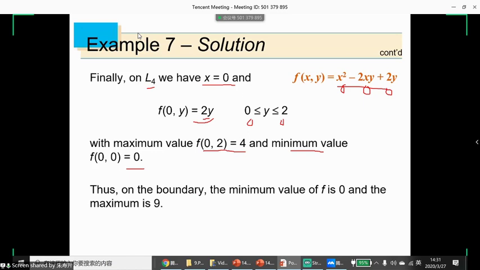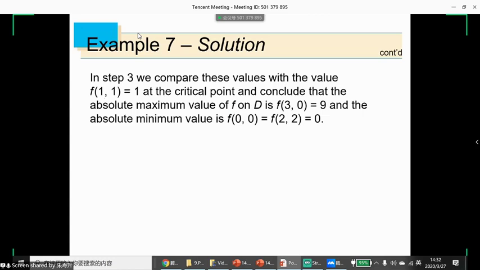Okay, then we compare all of these values on the boundary and at the critical points. We get the maximum value is 9 and the minimum value is 0. So step 3 is to compare all these values with f(1,1) equals 1 at the critical point, and conclude that the absolute maximum value of f on T is f(3,0) equals 9, and the absolute minimum value is f(0,0) equals f(2,2) equals 0. So here it's easy.